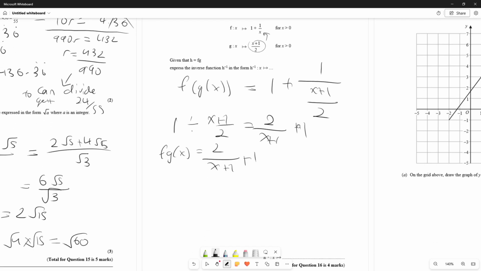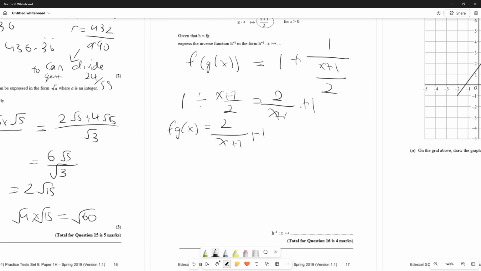However, we're looking for the inverse. So let's look for the inverse of this function. The way we do that is we set x equal to 2 over y plus 1, plus 1. So the method for inverse is to make any x's y, and then make x equal to whatever equation you have. And now we want to put y all by itself. So how can we do that? First, let's take away 1. X minus 1 is equal to that. Now that's equal to 2 over y plus 1.